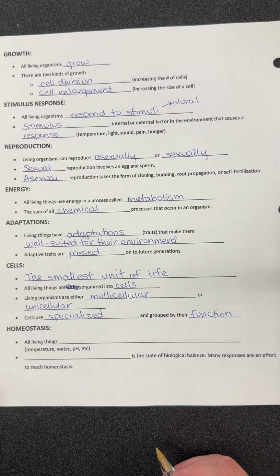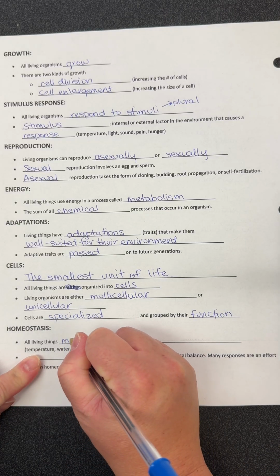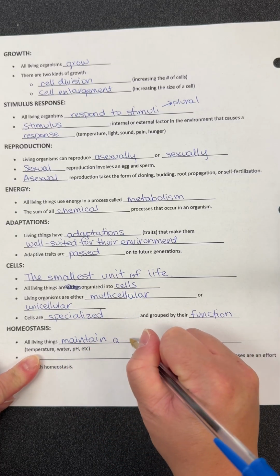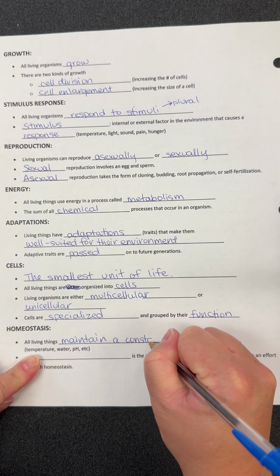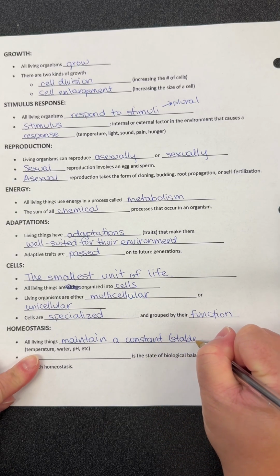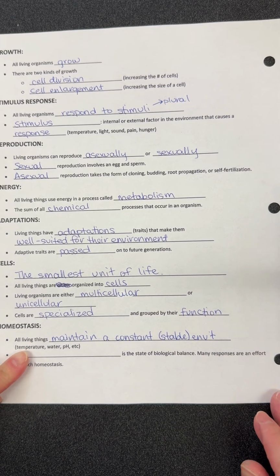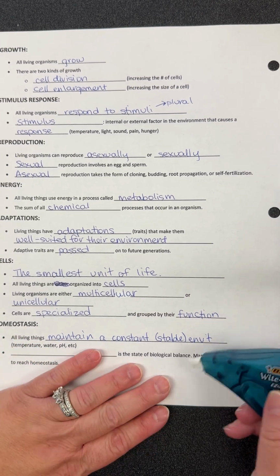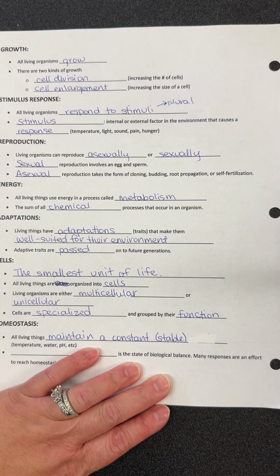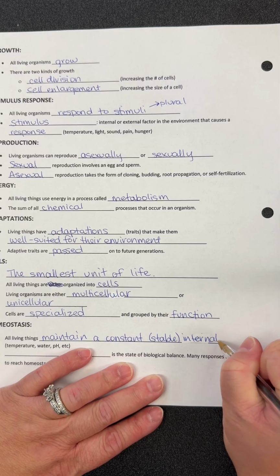Okay, homeostasis. Homeostasis means that all living things maintain a constant, stable environment, and I'm going to abbreviate environment because I'm running out of room. Oh, back up. Internal environment. Internal is a really key word here. So internal environment.